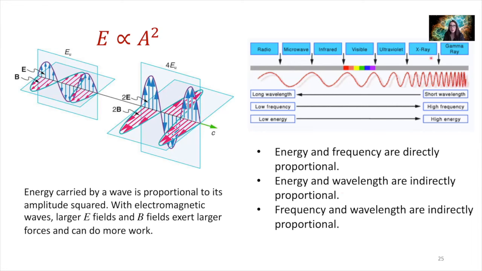For example, an X-ray, part of the electromagnetic spectrum, has a very high energy. That wave carries a lot of energy. It has a high frequency. It has a short wavelength. If we go down to the other end of the electromagnetic spectrum, we think about microwaves or radio waves. Those waves have a lower energy. Because they have a lower energy, they have a lower frequency, and they also have a longer wavelength.